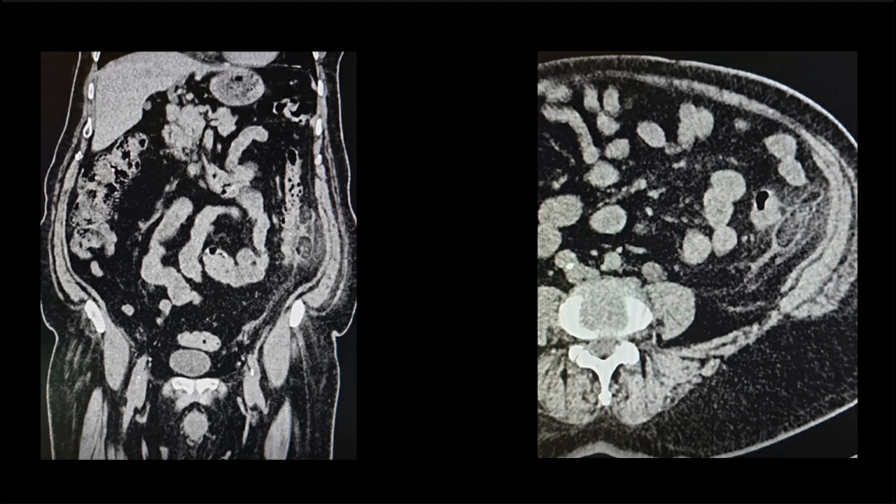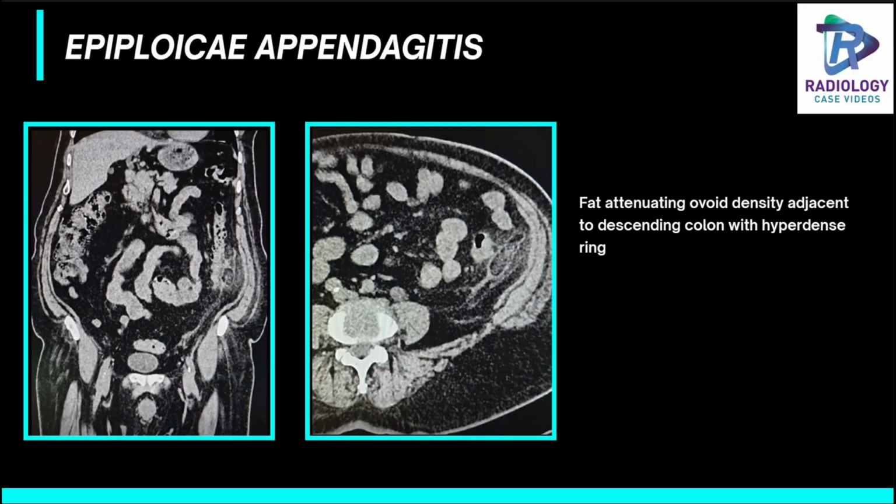These are more commonly seen at the rectosigmoid junction. They can also be commonly seen at the ileocecal junction. The descending colon is a relatively rarer location for this entity. In the differential diagnosis, we should always rule out omental infarct, which is of larger size and more centrally located.